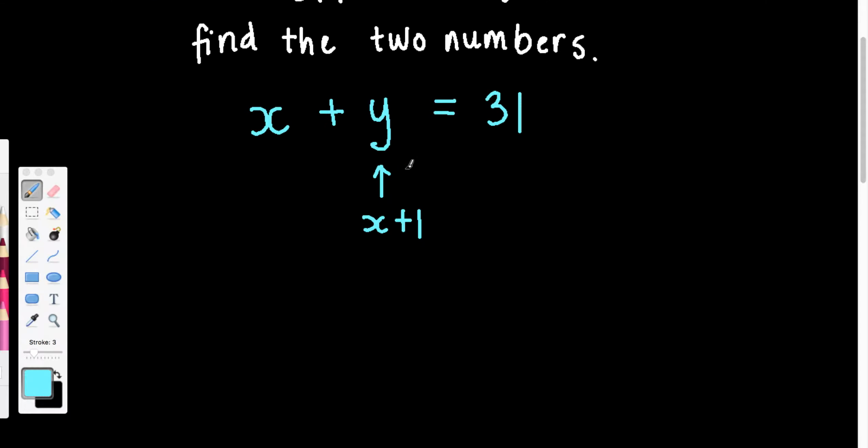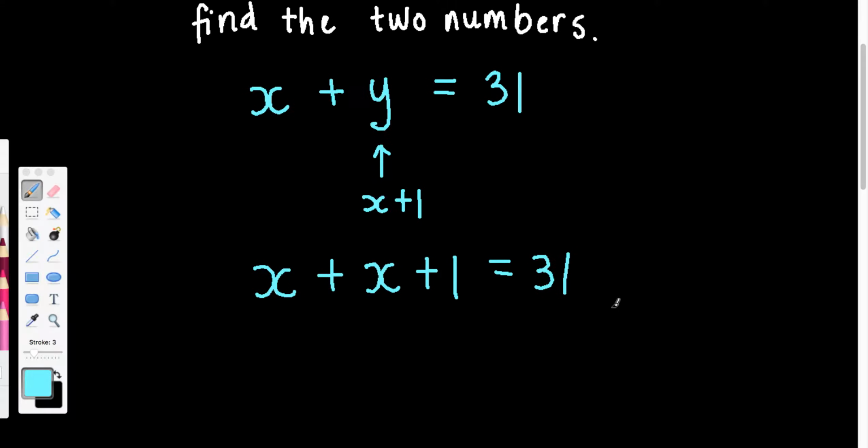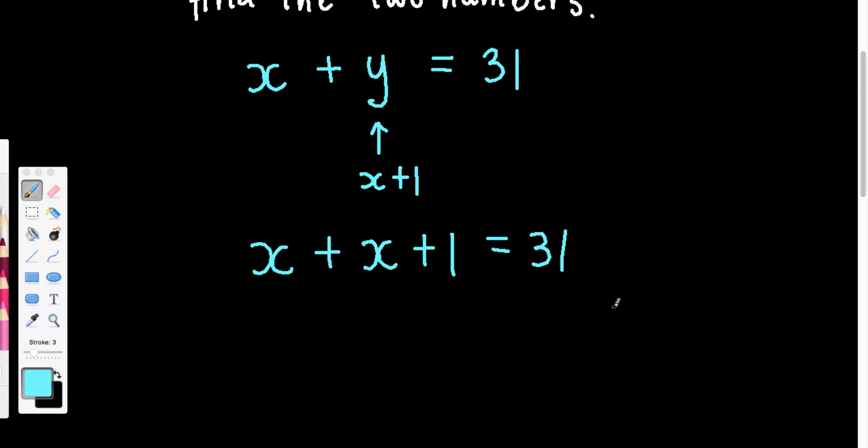And if I know that y is x plus 1, I'm going to write x plus, and instead of writing y, I'm going to write x plus 1, because when I add this one and this one together, I have to get 31. Now that I've done that, I actually have an equation I can solve, because I can't solve x plus y equals 31. I don't have enough information.